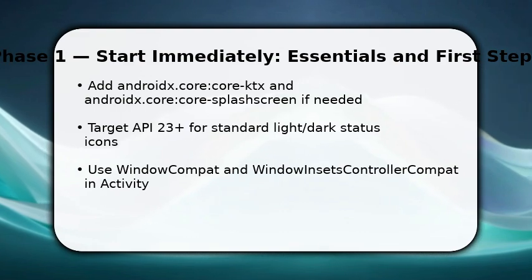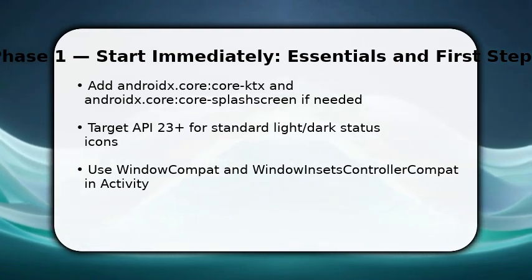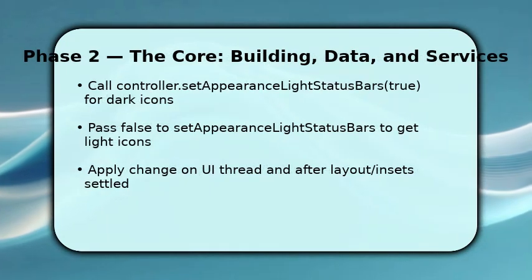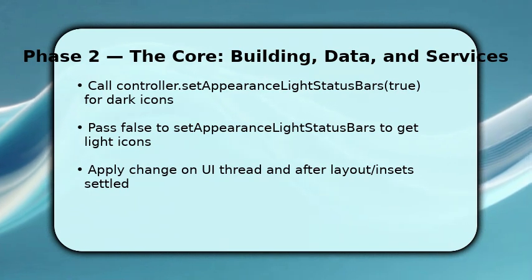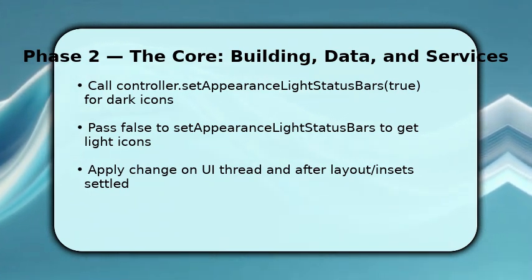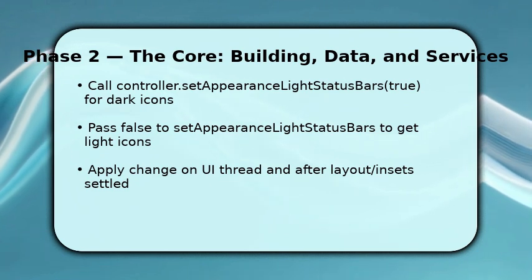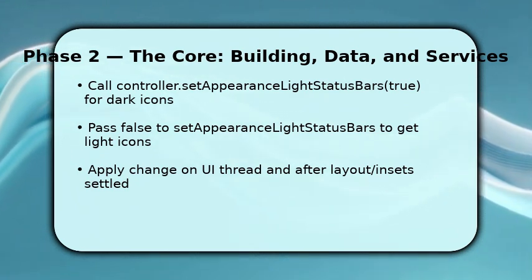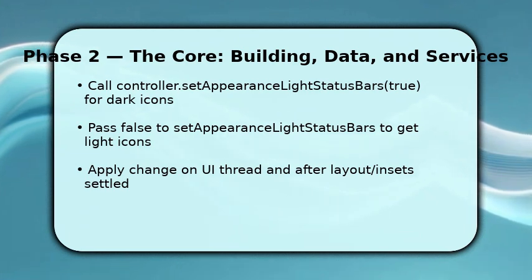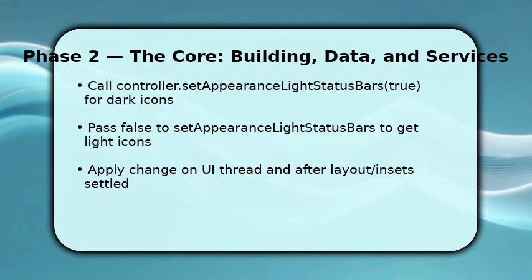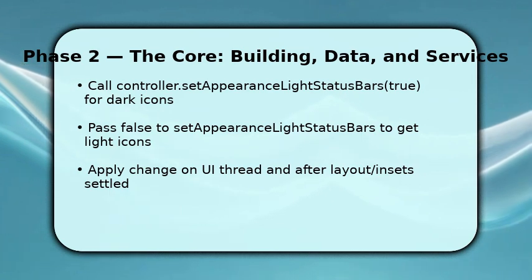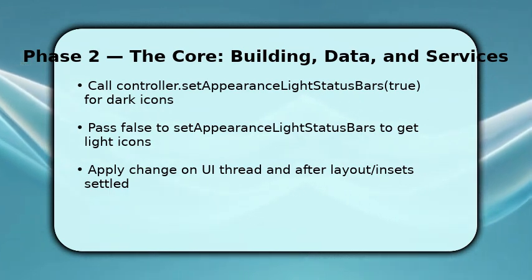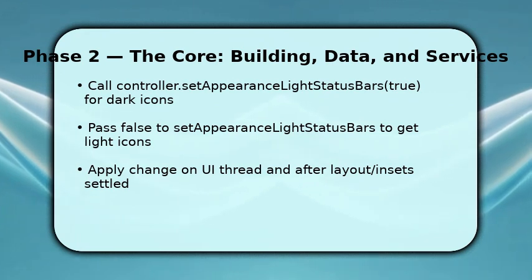Now obtain the controller. We'll toggle icon color next using that controller. Now use controller.setAppearanceLightStatusBars(true) when you want dark icons on a light status background, and false for light icons on dark backgrounds. You do this because the controller sets the system bar appearance flags correctly across API levels when using WindowInsetsControllerCompat. If your layout draws behind the status bar, make sure you call WindowCompat.setDecorFitsSystemWindows(window, false), and adjust padding or insets, otherwise icons may overlap content. Once set, the system animates the change automatically.